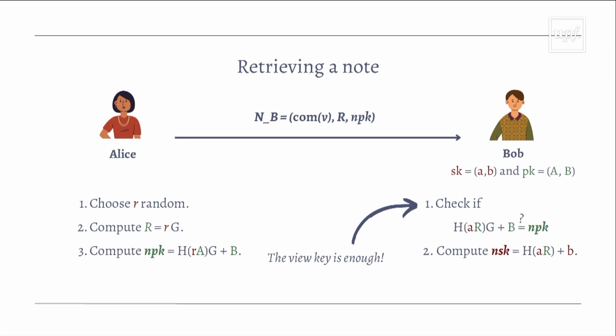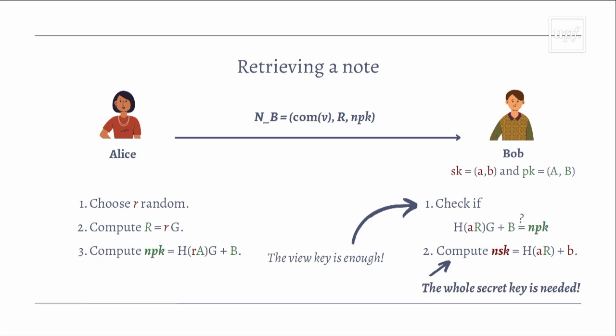Once he has this, he can compute the node secret key by just removing the G there, and instead of having big B, he can take the second part of the secret key. So you can see that if you multiply NSK by G, you will actually get the node's public key. And the important thing is that for him to see that some money has been sent to him, he only needs the view key, but in order to get the node secret key, he needs his whole secret key.